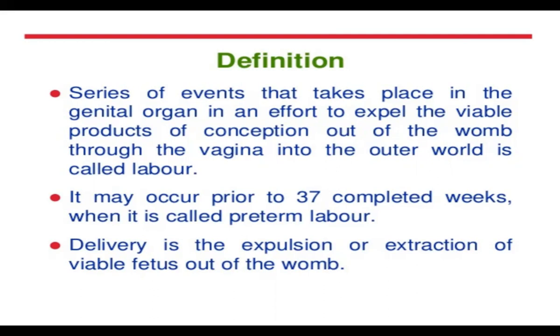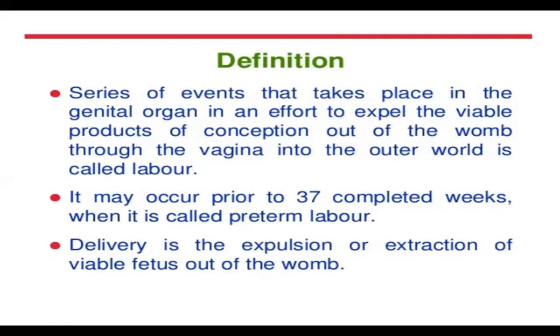Because we are seeing about the intranatal part, that is related to labor. So what is it? It is a series of events that takes place in the genital organs in an effort to expel the viable products of conception from the womb through the vagina into the outer world, and that is called labor. Is it a single event? No. It consists of 2 to 3 events. That is why it is called a series of events. There are 4 stages totally.